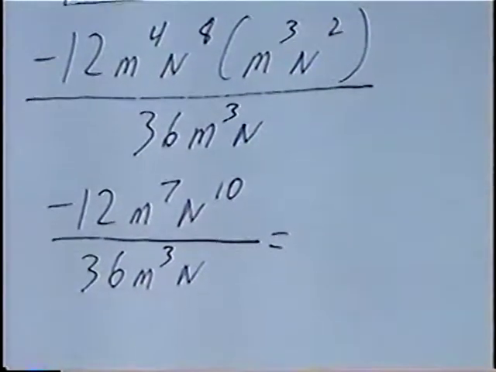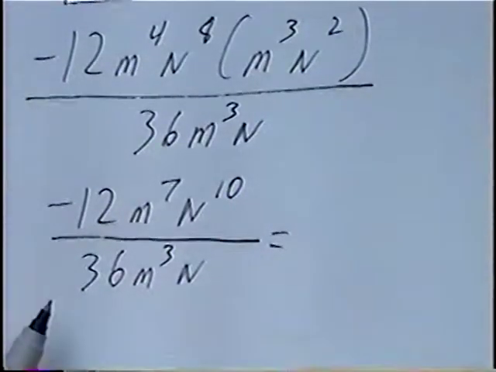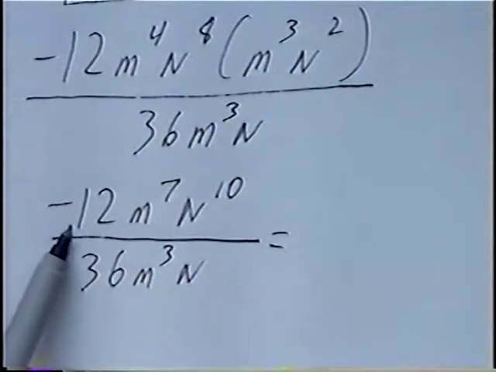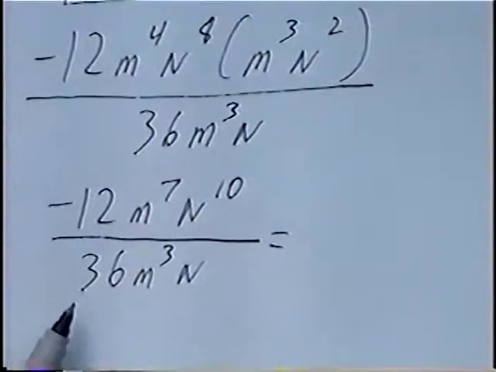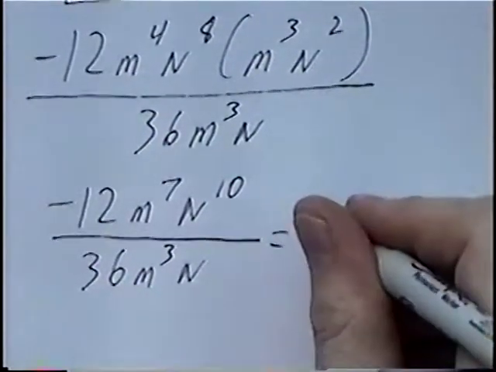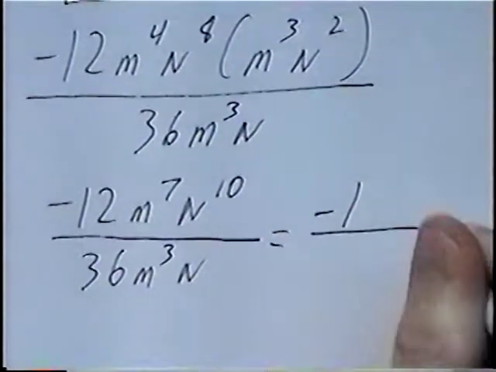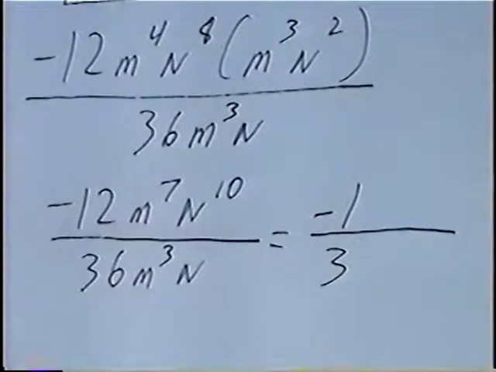Simplifying from here, we can reduce fractions. We have -12 over 36. Reducing fractions, we can divide each of these by 12. So I'll have -1 in the numerator and 3 in the denominator.